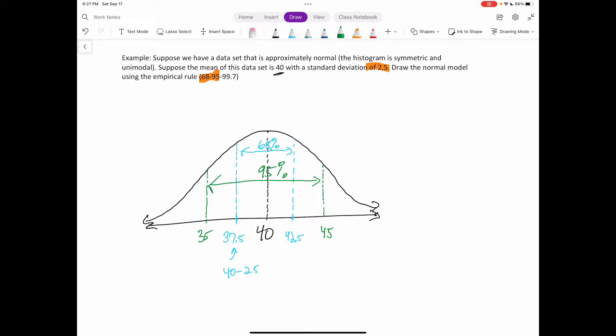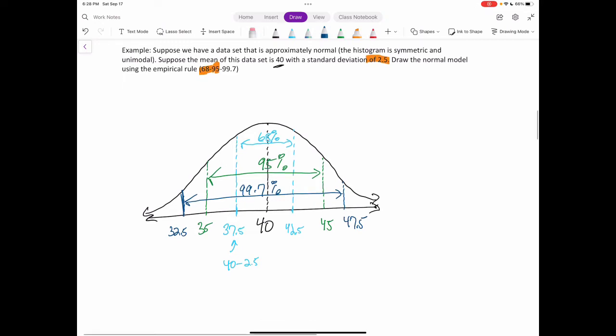All right, and then lastly is 99.7. We just tack on another 2.5 to our last value here. And let's do that in blue. So if I take 45 plus 2.5, that's 47.5. If I subtract away 2.5 from 35, I get 32.5. And now between these blue lines, I have 99.7% of my data. All right. So that's what they mean whenever they say, draw the normal model. All right, let's move on.